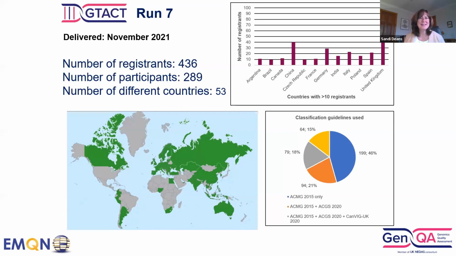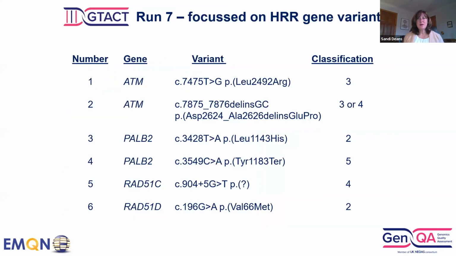So next slide, please. This is a summary of the 6 variants that were included in run 7. As I said, we were focusing on the HRR genes themselves. We wanted to have a spread of different genes, so we weren't targeting just one particular gene, and we've got 4 different genes covered in this run. We also wanted to not just put very easy barn door class 5 pathogenic variants in there or very easy benign variants either. We really wanted that spread.